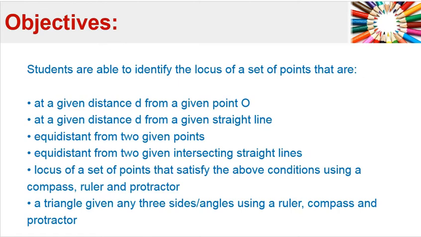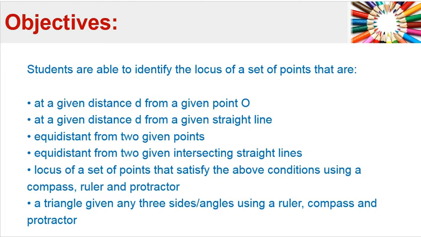So basically in this chapter we will draw four types of locus. The first locus is locus of a point. The second one is at a given distance d from a given straight line, so the second locus is locus of a straight line. Then equidistant from 2 points, so in this case we will draw a locus of 2 given points. The last and the fourth locus is equidistant from 2 given intersecting straight lines.